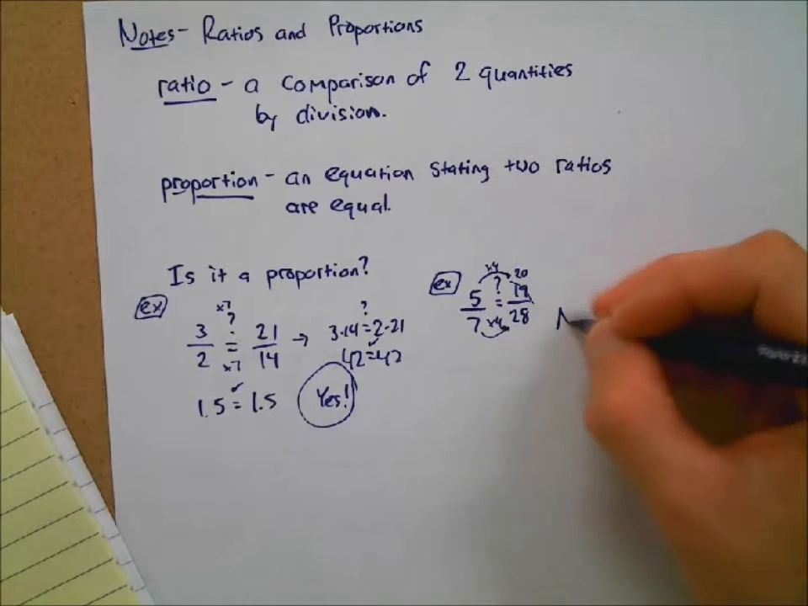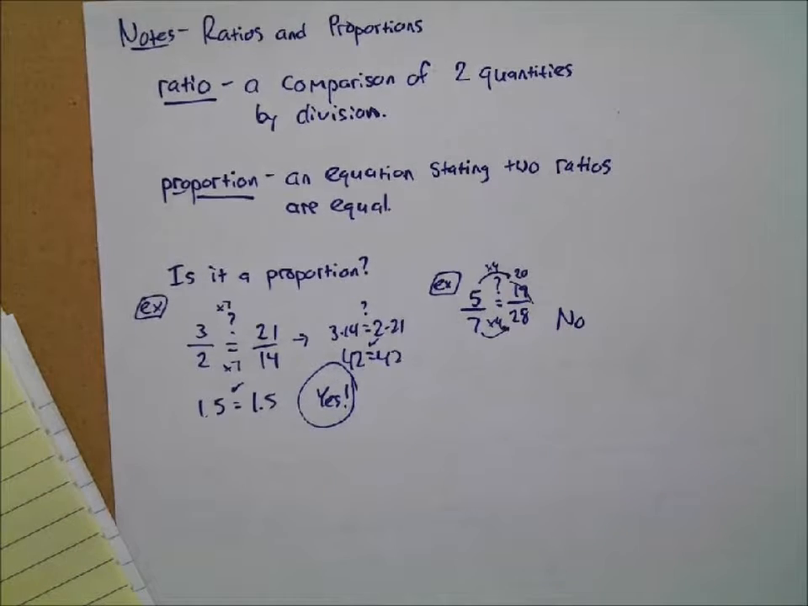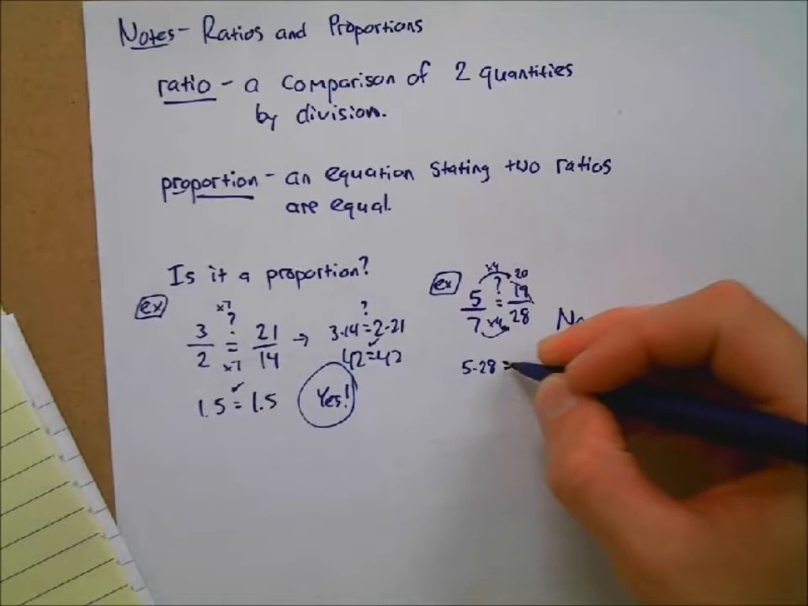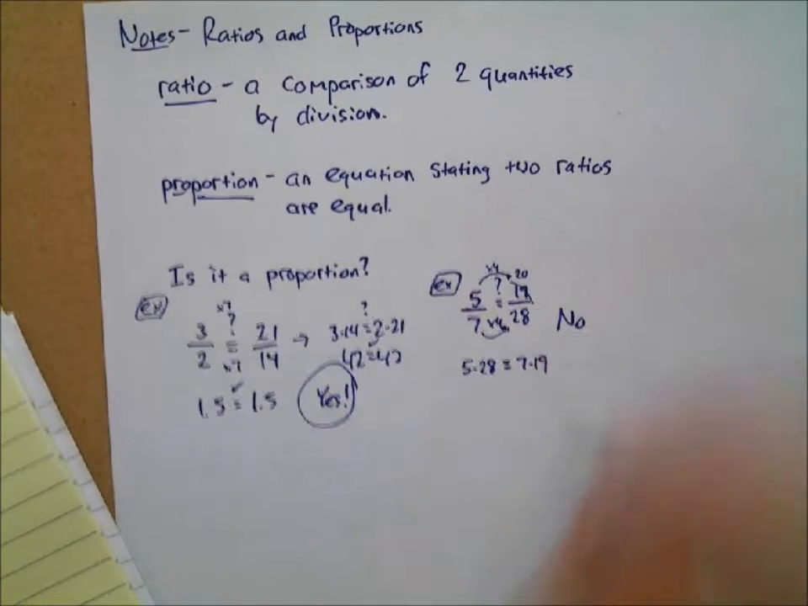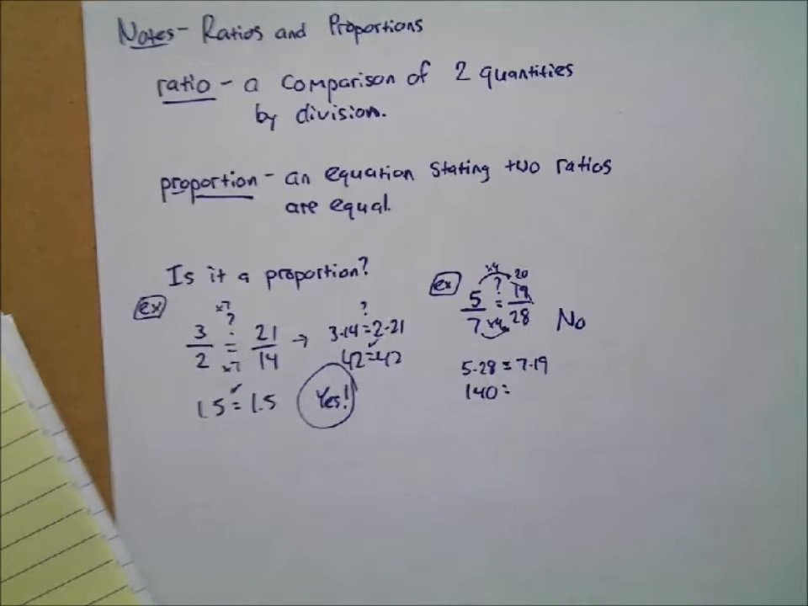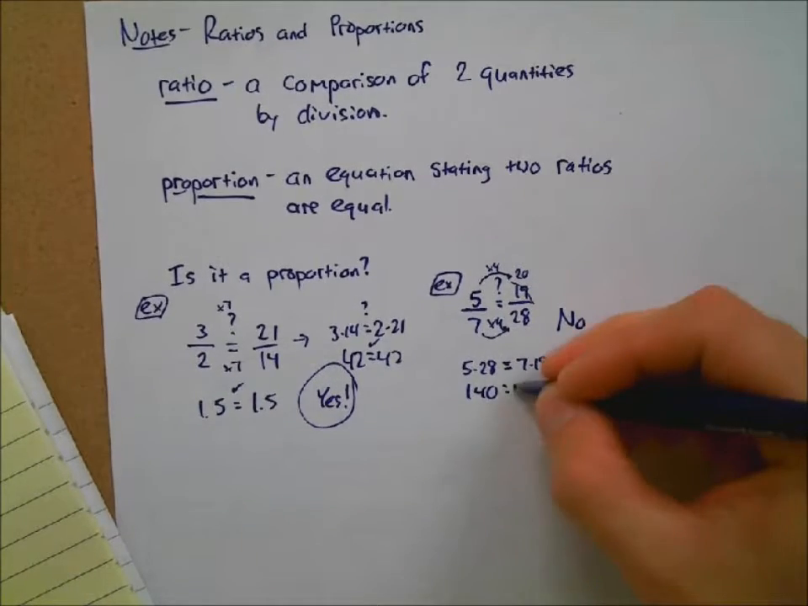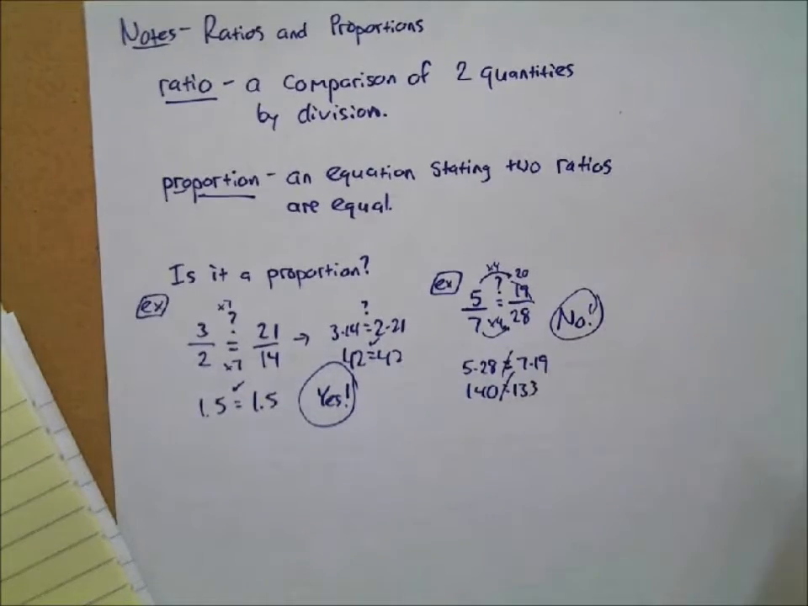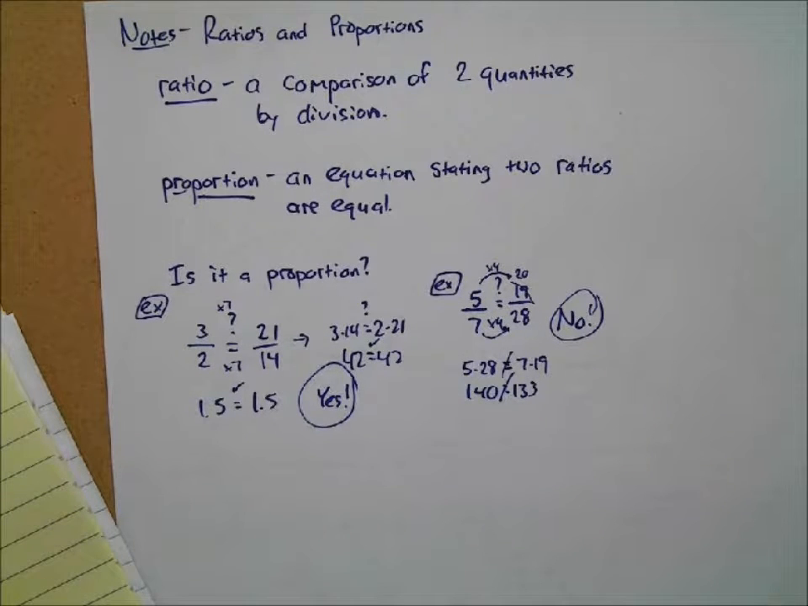Also, you could cross multiply here. 5 times 28 and 7 times 19. And see, 5 times 28 is 140. 7 times 19 is 133. So they're close, but they're not equal. So no, they're not a proportion. Okay? Questions on any of that? That's real basic ratio and proportion stuff. But I want to show you a couple now with variables in them.